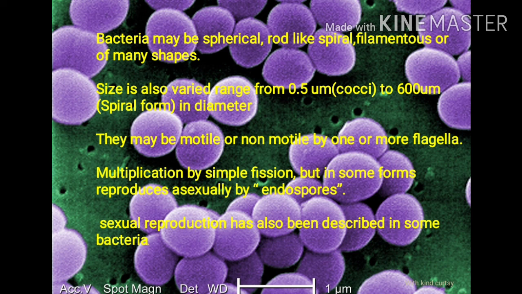The multiplication occurs by simple fission, but some forms reproduce asexually by endospores. Sexual reproduction has also been described in some bacteria.